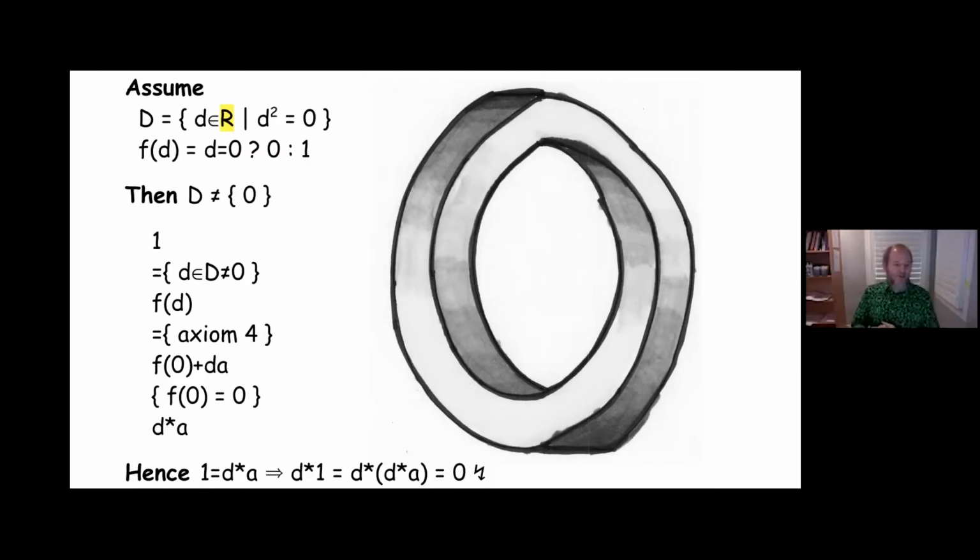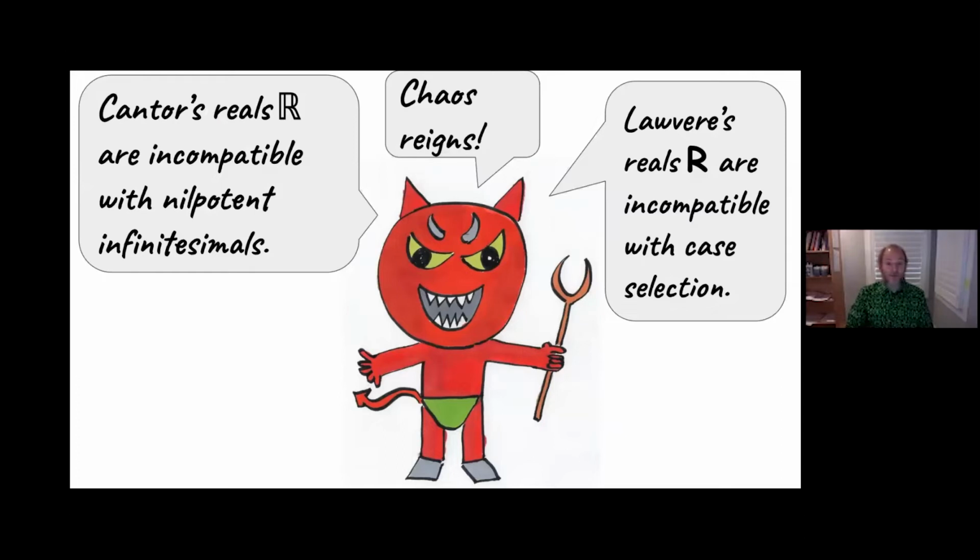So now we can compute here that 1 equals D times A, just by applying the axiom and doing some arithmetic, and we know that f of 0 is 0 because we defined f like that. But if we then multiply each side by D, now we get that D equals 0, and we just assumed that the set D was not equal to 0. So we have here another contradiction. So where we are at is that if we are in the Lawvere reals, we cannot do case distinction. And if we are in the regular reals, we cannot have nilpotent infinitesimals.